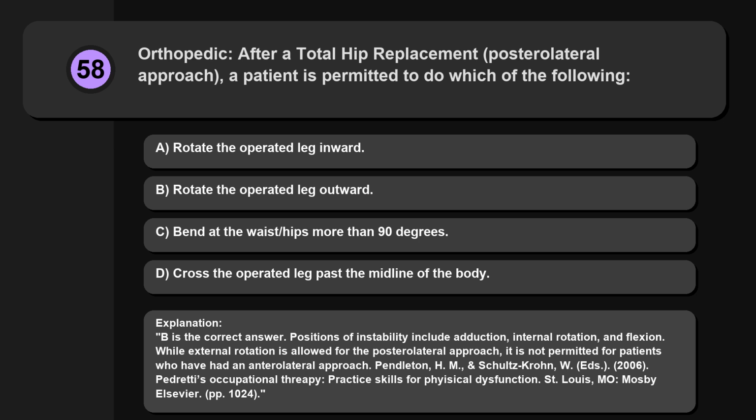Positions of instability include adduction, internal rotation, and flexion. While external rotation is allowed for the posterolateral approach, it is not permitted for patients who have had an anterolateral approach. Pendleton, H.M., and Schultz-Krohn, W., eds. 2006. Pedretti's Occupational Therapy: Practice Skills for Physical Dysfunction. St. Louis, Missouri, Mosby Elsevier, page 1024.